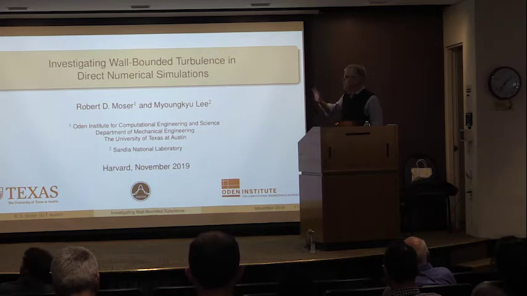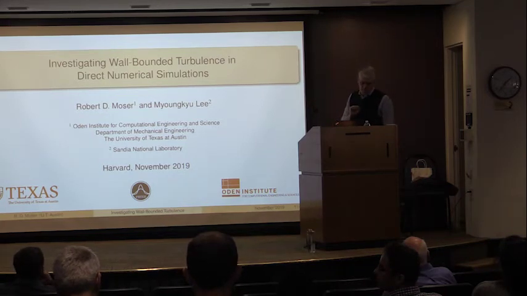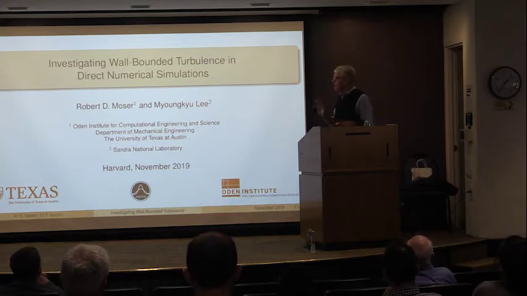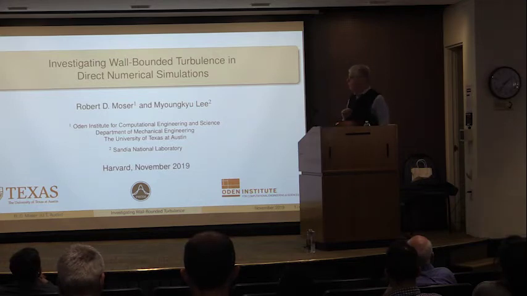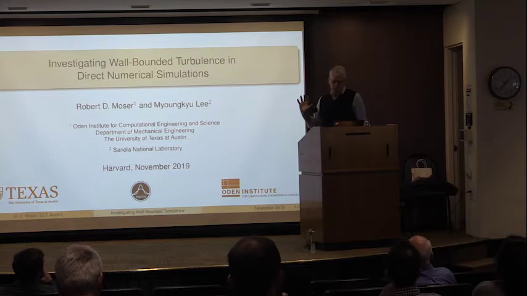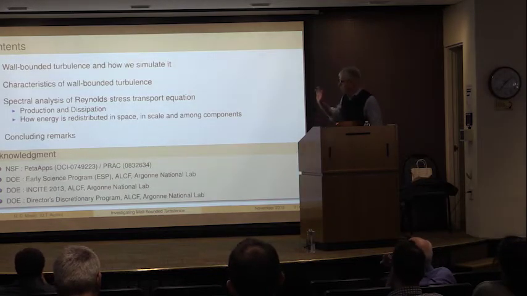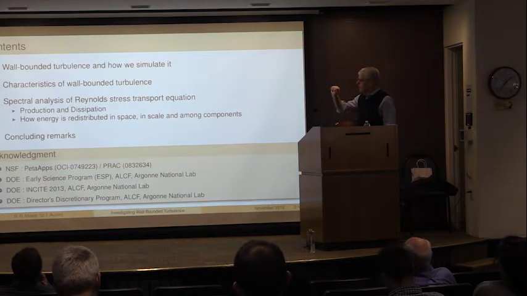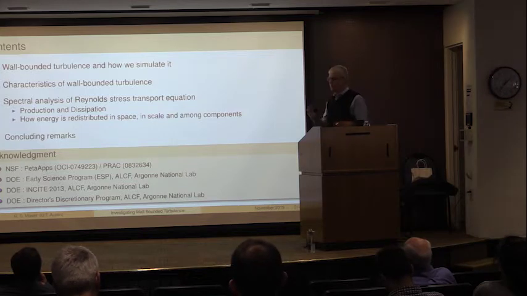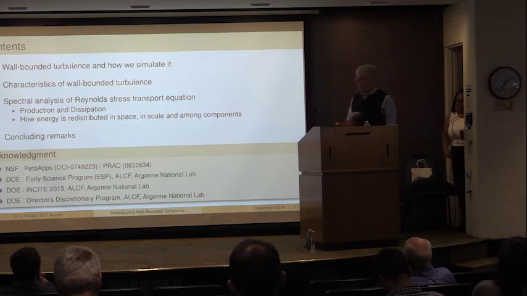I want to tell you about what we've been able to learn about wall-bounded turbulence from direct numerical simulations, for those who are not familiar. That's basically solving the Navier-Stokes equations for fluid dynamics for all the details of the turbulence. Believe the Navier-Stokes equations, this is what turbulence does. I'll start by talking a little bit about wall-bounded turbulence, the background and how we see it, just to give you a taste of what this actually involves.